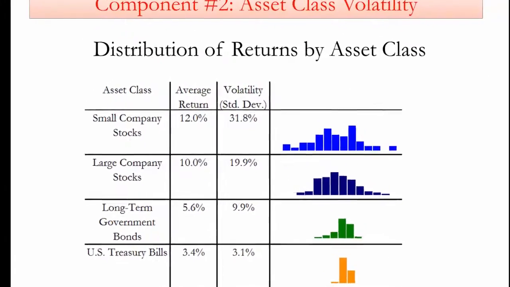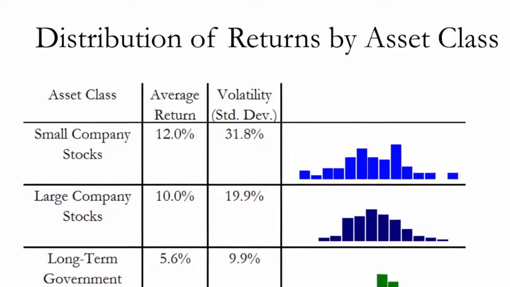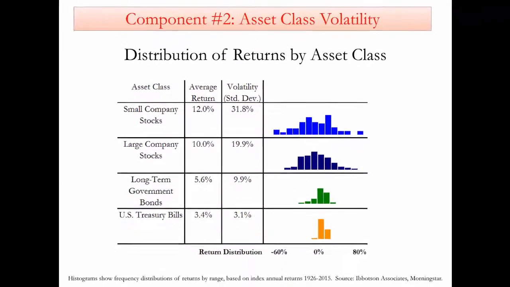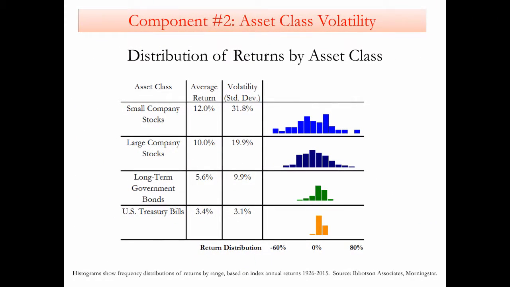Now, notice small company stocks at the top in blue. Their average return is 12%, much higher than Treasury bills, but the range of returns goes from minus 60% in one year to plus 80% in a different year. This is why we don't just buy small company stocks. They are too volatile for most investors. So we add a little bit in our portfolios just to get some of that nice, juicy return.